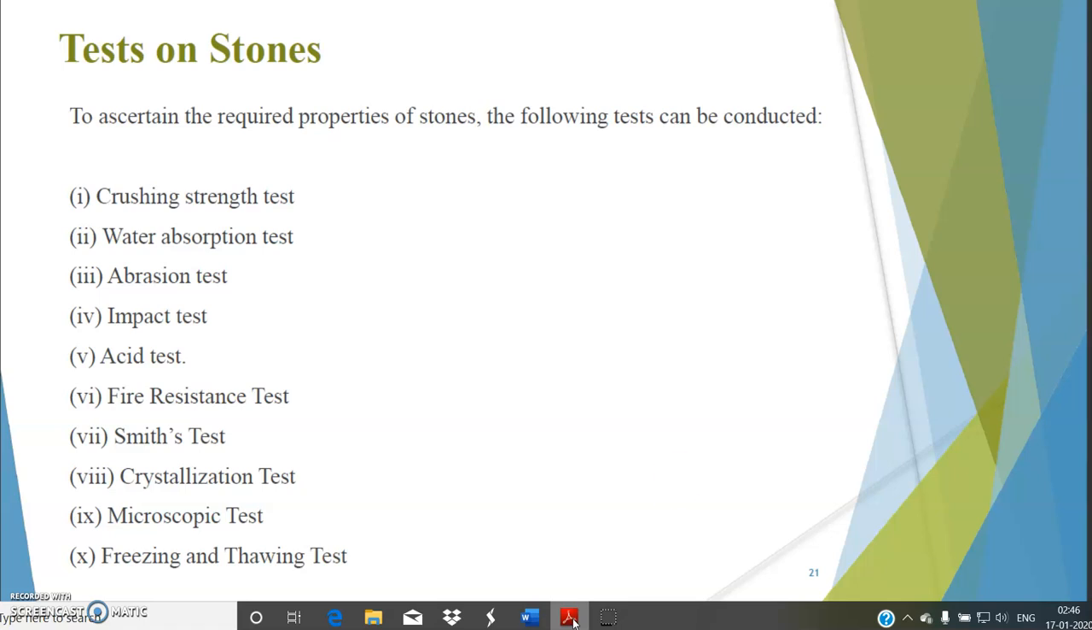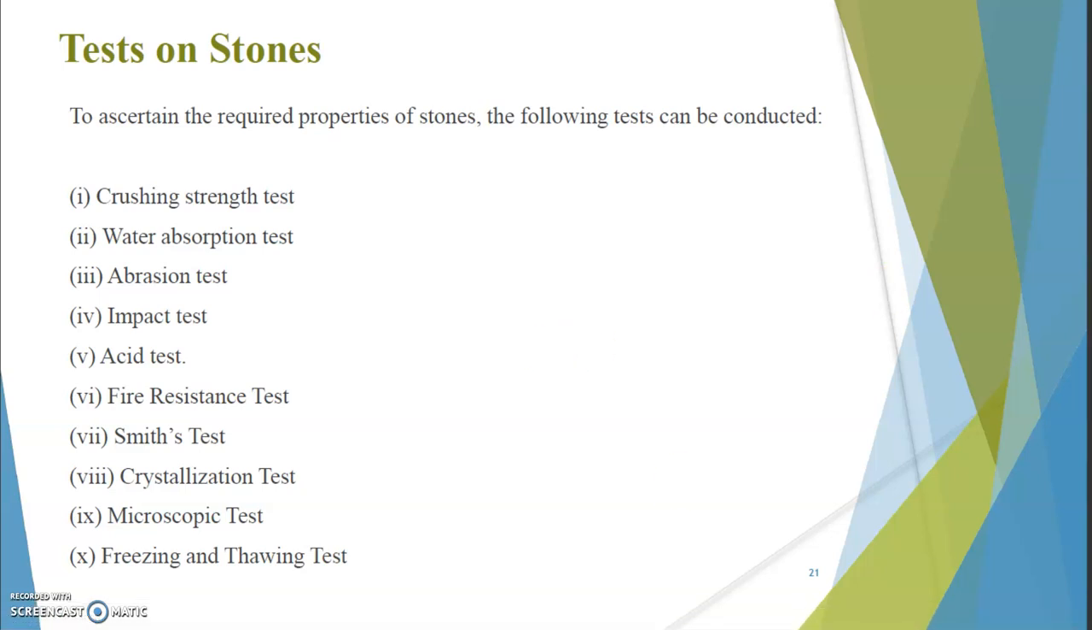Then the acid test is similar to your water absorption test. In the water absorption test, what we are finding is whether water is being absorbed inside or not. In the acid test, they are finding whether this particular stone is able to withstand an acidic environment, with pH less than 7. Normally people use hydrochloric acid for this particular test.